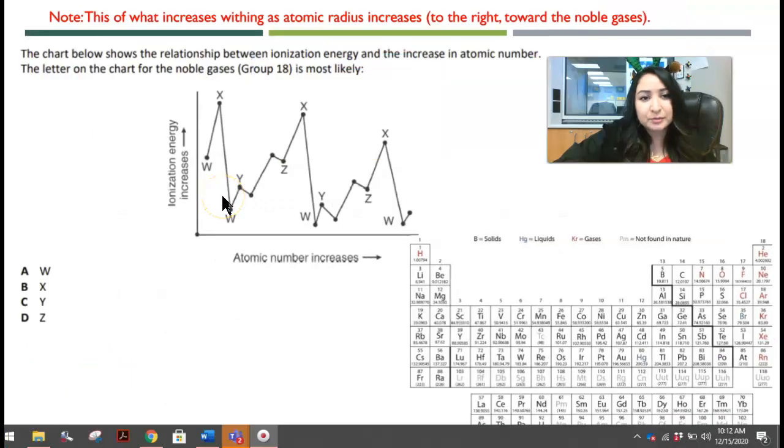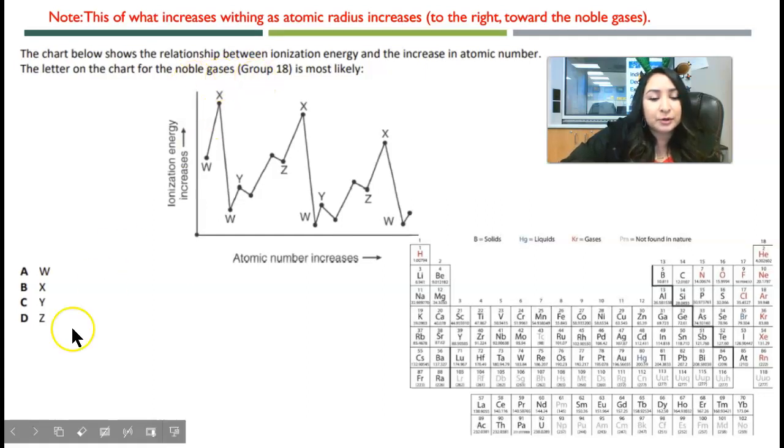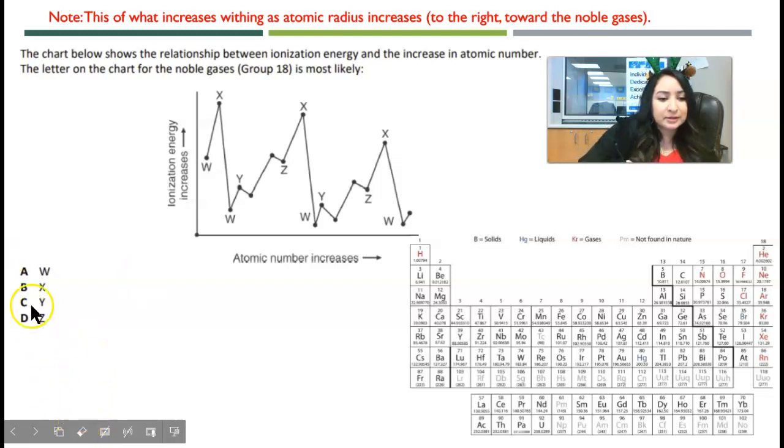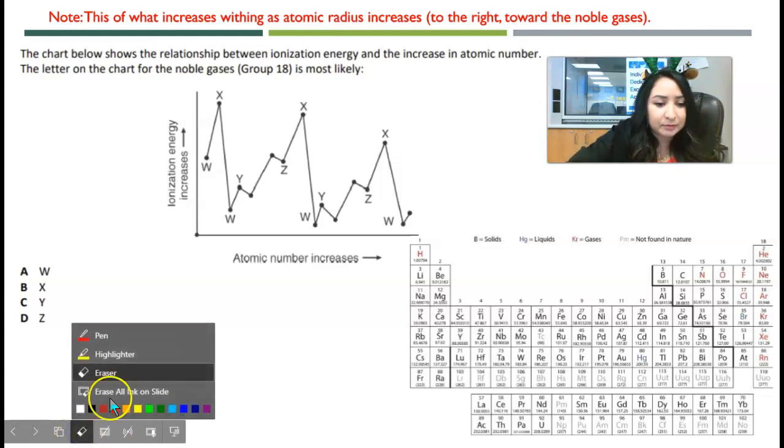The chart below shows the relationship between ionization energy and increase in atomic number. The letter on the chart for the noble gas group 18 is most likely, so we're looking to see which one are your noble gases. So first things first, let's go ahead and see what our chart is made up of.